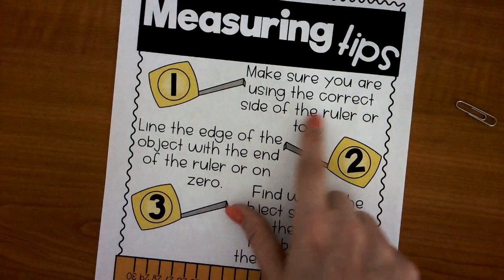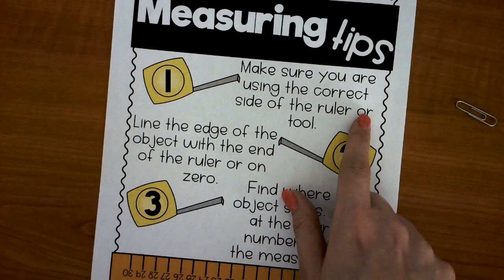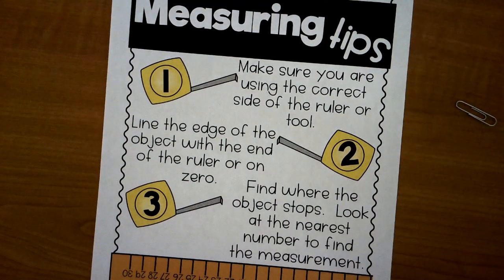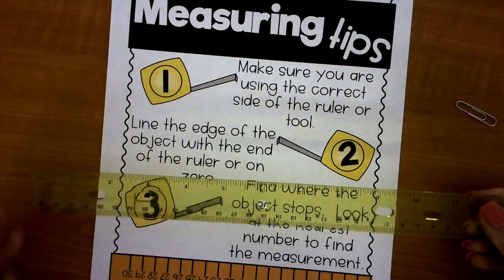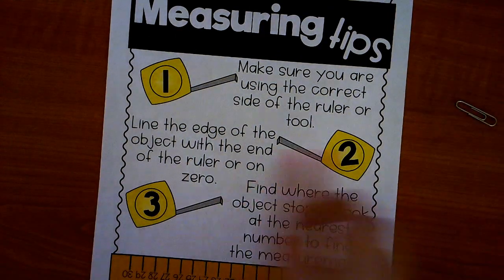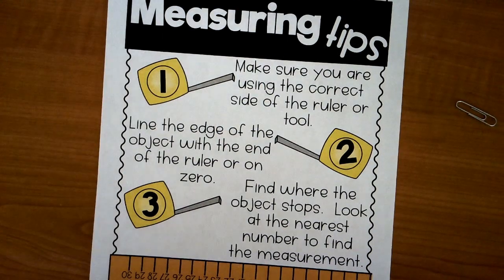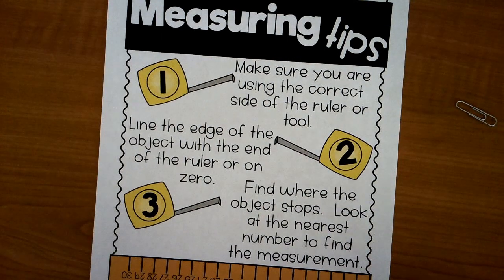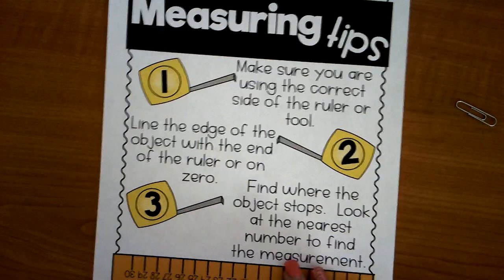So just make sure that you're using the correct side of the ruler or the tool. Like I said, on a ruler, there are 2 sides, the inches side and the centimeter side. On a tape measure, the same thing. There are 2 different types of measurements, and you need to be careful that you are using the correct one so that when you record your information, you're recording the right information.